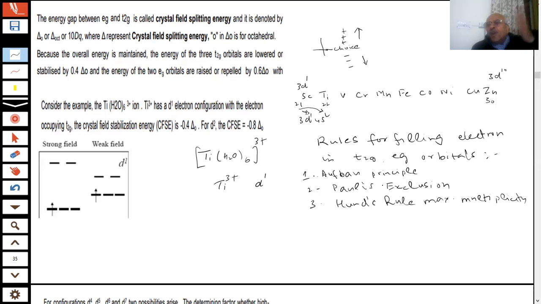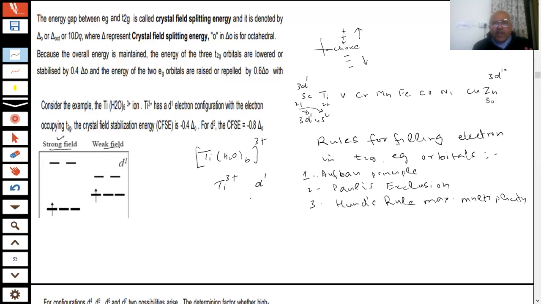After d4, 5, 6, 7, 8, the story changes because there are two choices. Those two cases we discussed, case 1, case 2. Students, because strong field ligands are there, like CO, which is a strong field ligand, if I have d4 count, then what will happen? It is a pairing. Or if it is a weak field ligand, the next electron goes to the higher ones, because there are only two things where the question will be asked: delta O and pairing energy.